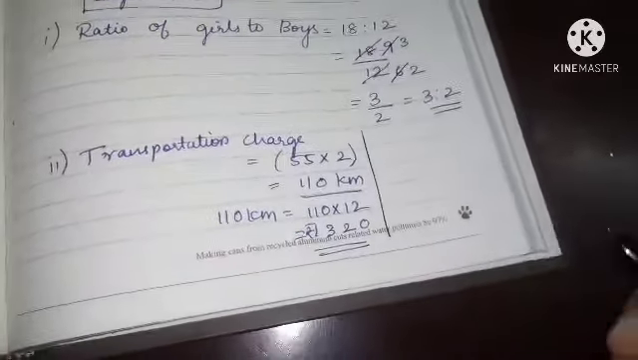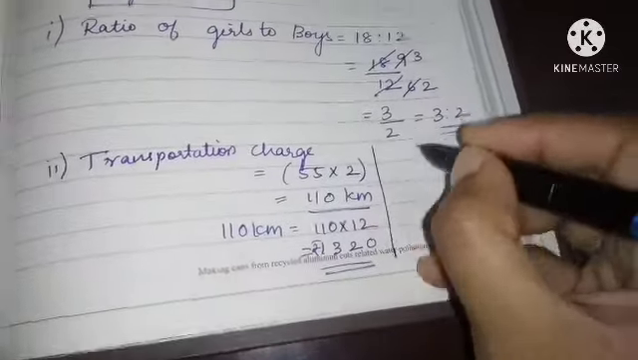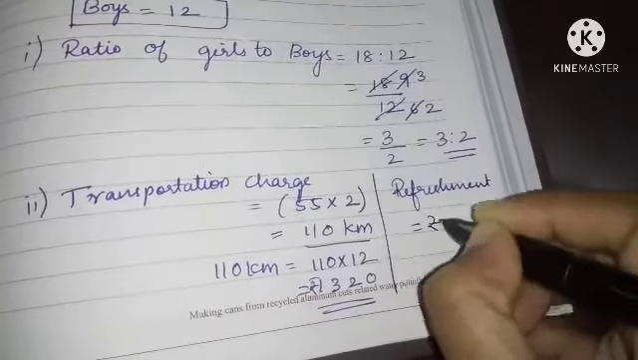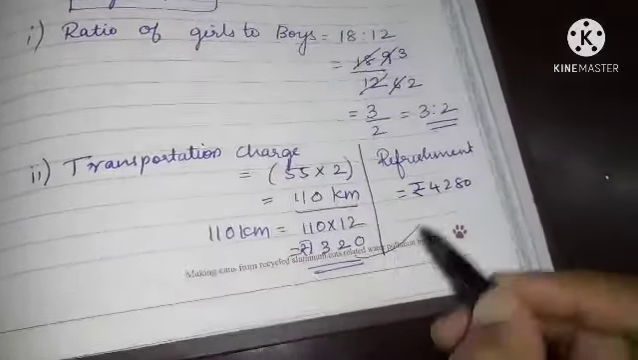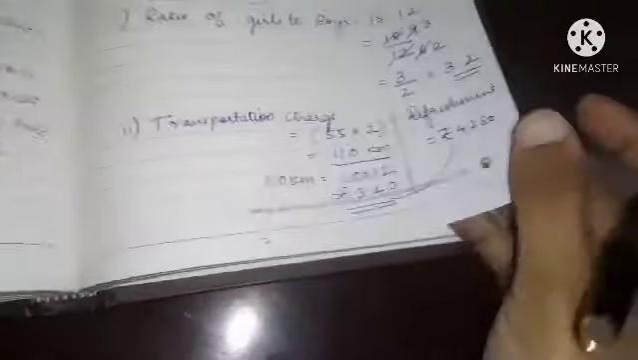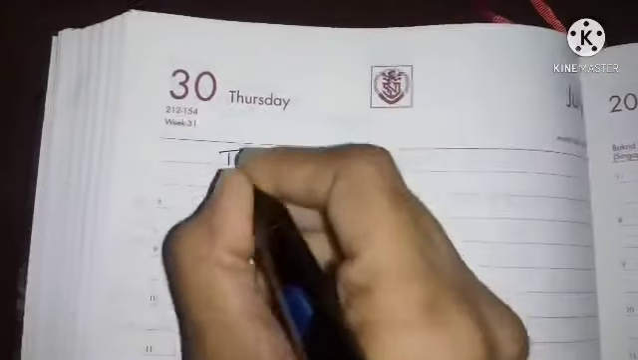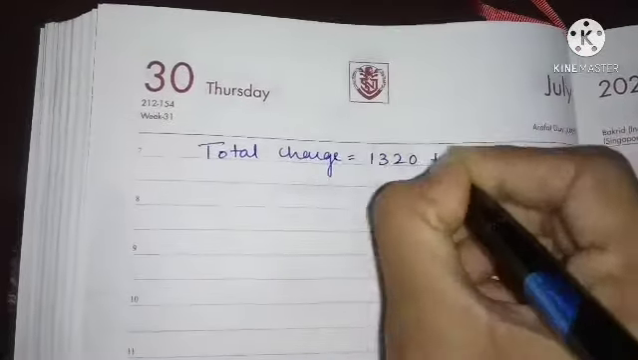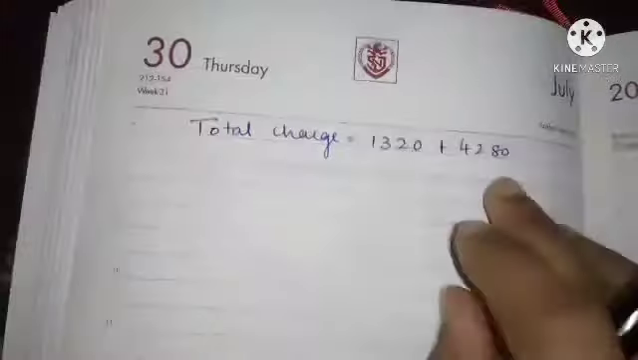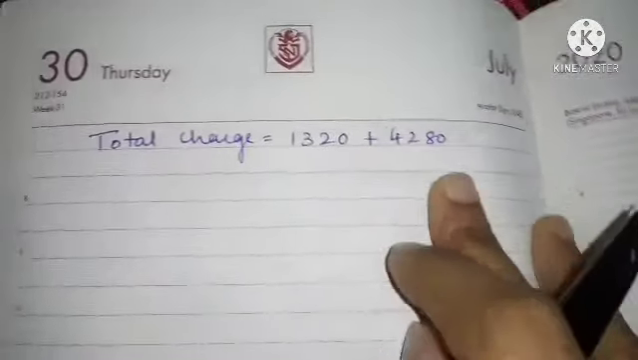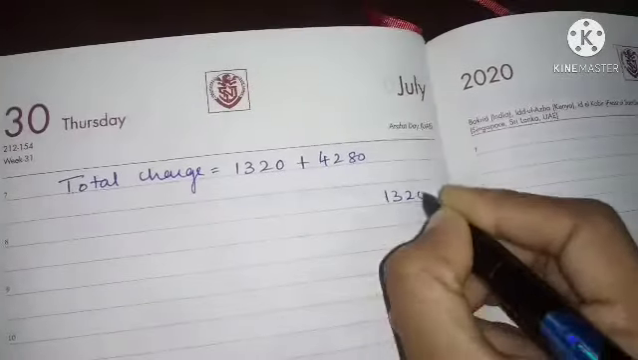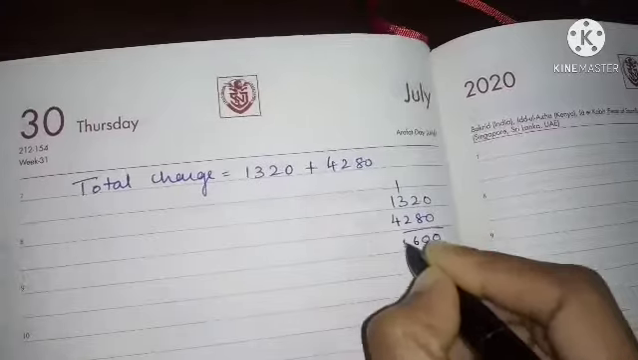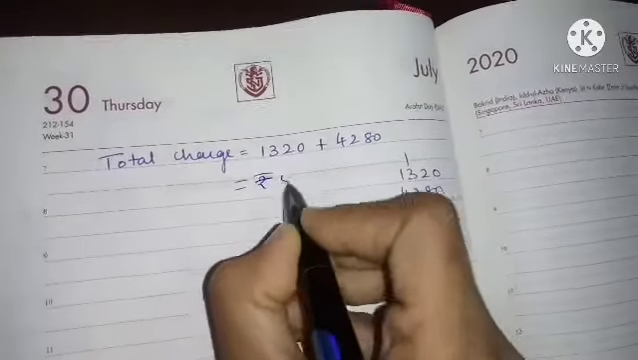This is the transportation charge. Along with this, the expenses for refreshment are already given as 4280. So you can add both, right? Total charge is equal to 1320 plus 4280. If you add these two, you will get the total charge for going on the tour, which is 5,600 rupees.